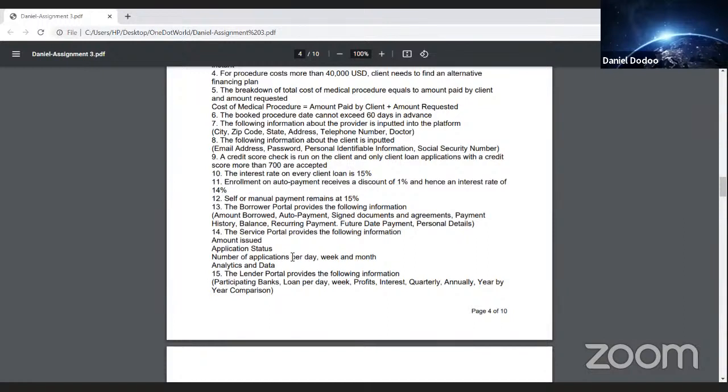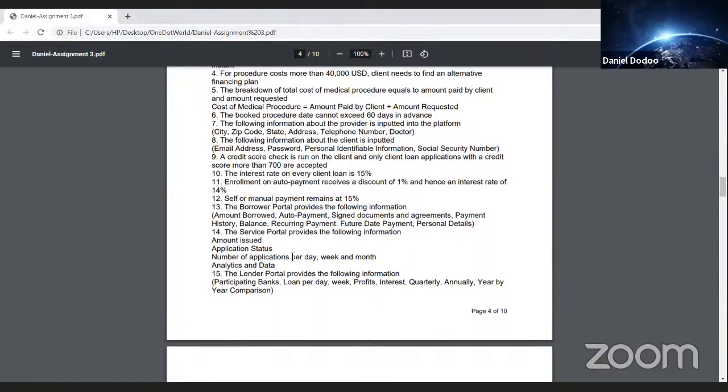We move on. So the servicer portal provides the following information: the amount issued, the application status, the number of applications per day, week, and month, and analytics and data. The servicer is supposed to be the intermediary to perform checks on the loans and monitor whatever application is coming in. If further information needs to be collected from the client, the servicer is that operations or admin team that is to reach out to the client for that information.